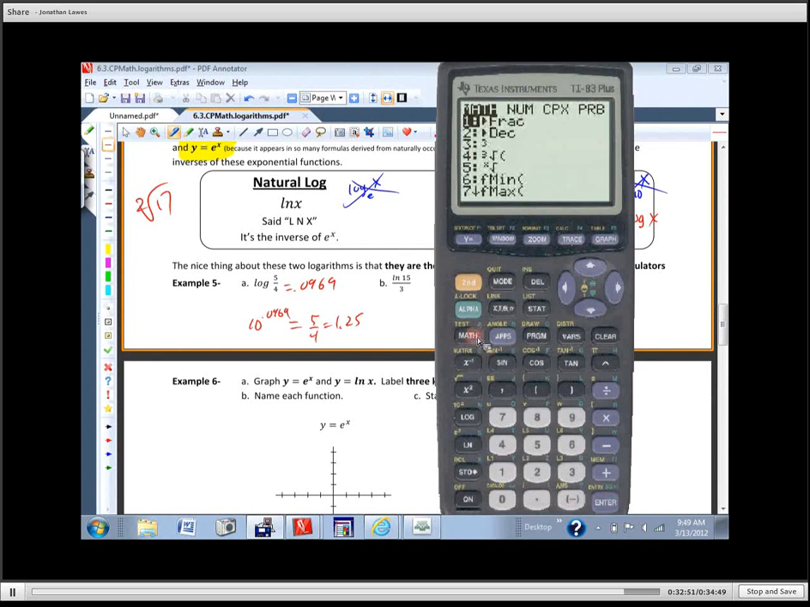Does anybody remember how to change that to a fraction? Hit the math button. It's the very first thing under there. There's your 5/4. If that isn't pretty convincing, I don't know what is. Are there any questions?